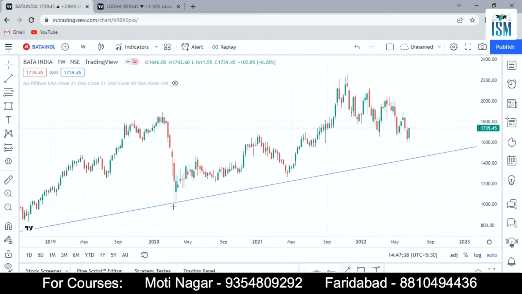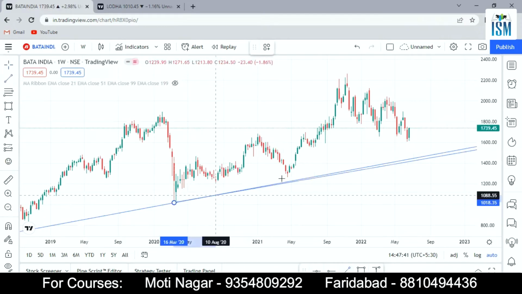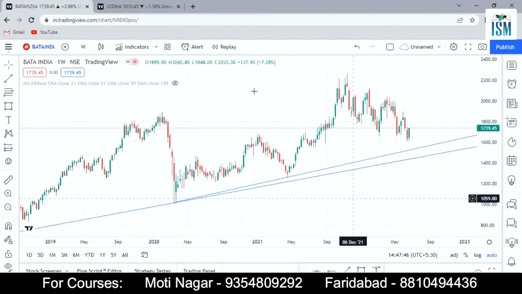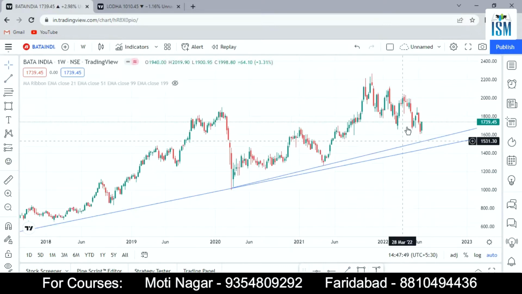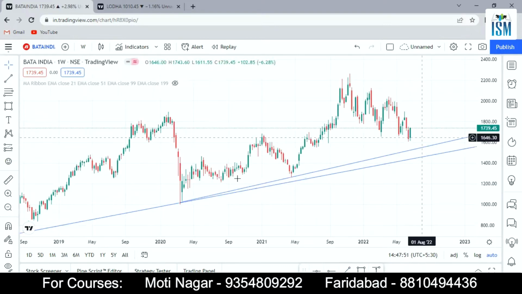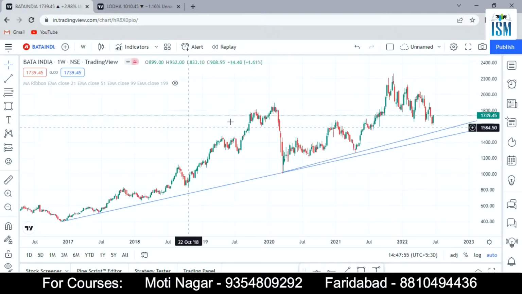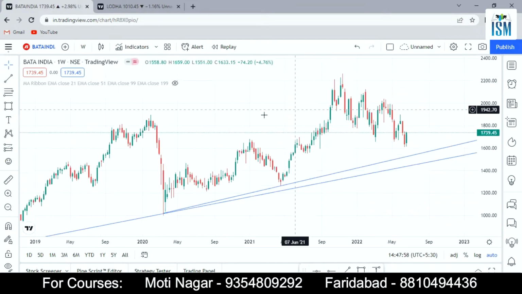Another trend line we can draw here is with this point and this point. As we can see, the price is now approaching these trend lines. These are the major trend lines on a weekly time frame chart, so they hold some importance.